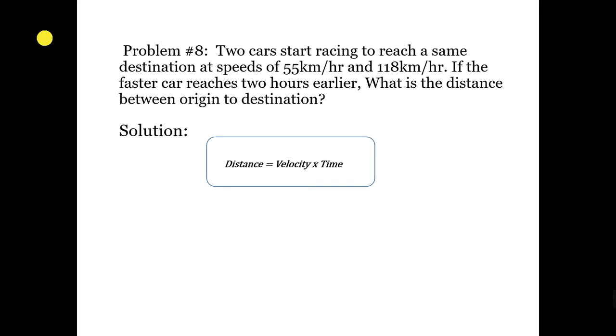The distance formula is the product of velocity and time. In this problem, it has two cars racing and we need to find out the total distance between the origin and destination. The distance traveled by S, the slower car, and F, the faster car, is the same. Therefore, we can now equate the formulas of the two in terms of distance.